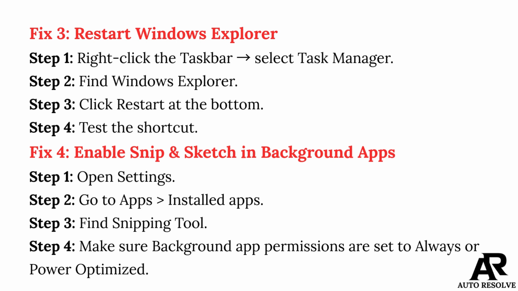Fix 4. Enable Snip and Sketch in background apps. Step 1. Open Settings. Step 2. Go to Apps, Installed Apps. Step 3. Find Snipping Tool. Step 4. Make sure background app permissions are set to Always or Power Optimized.